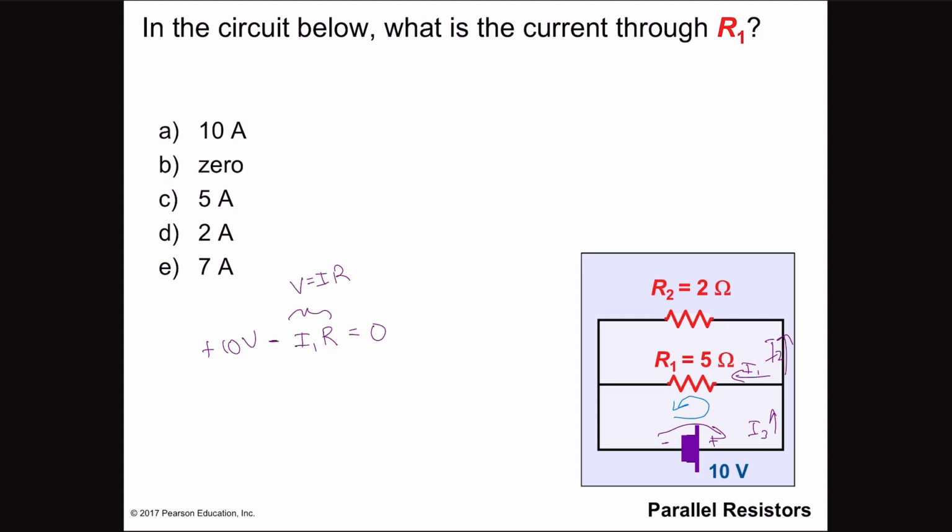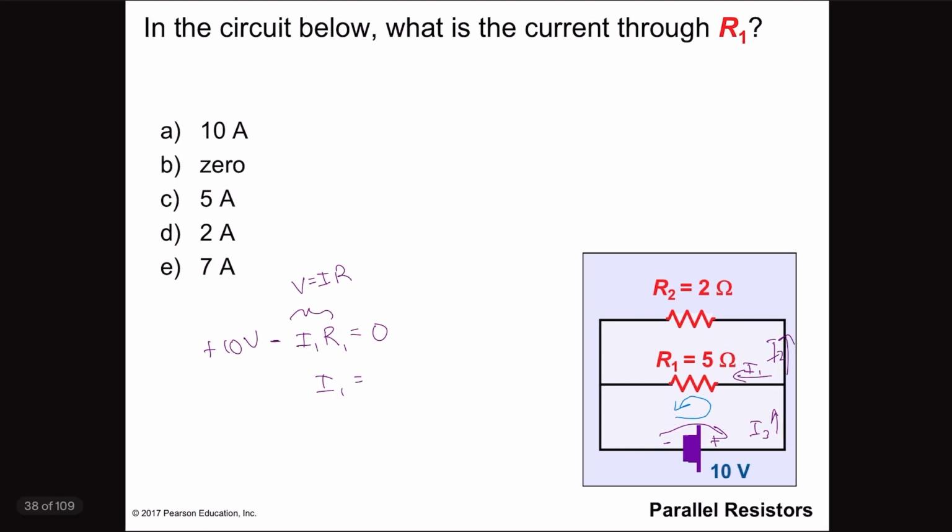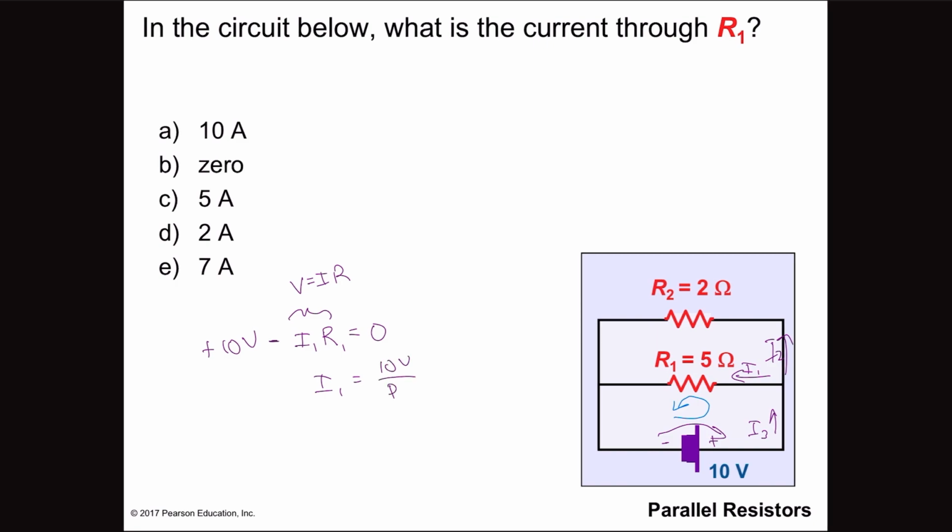Now, if you look at that equation, I only have one unknown. I know what R is, so I should be able to go ahead and solve this. So I1 is going to equal, oh, and this should be an R1, 10 volts divided by R1, which is just 10 volts divided by 5 ohms, which will be 2 amps. So that should be our answer there, 2 amps.